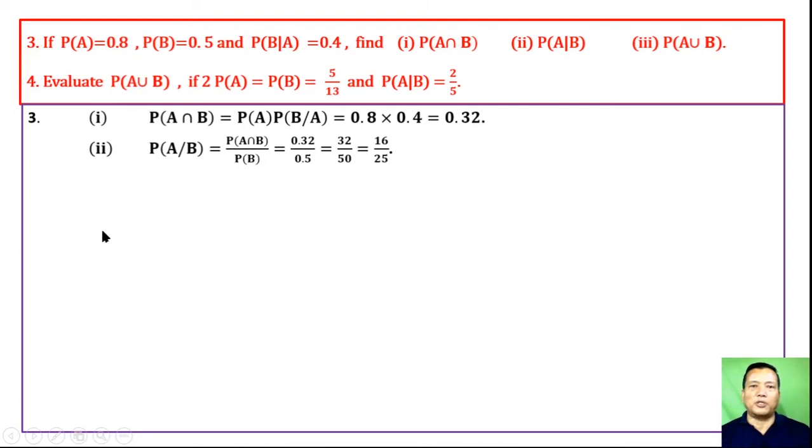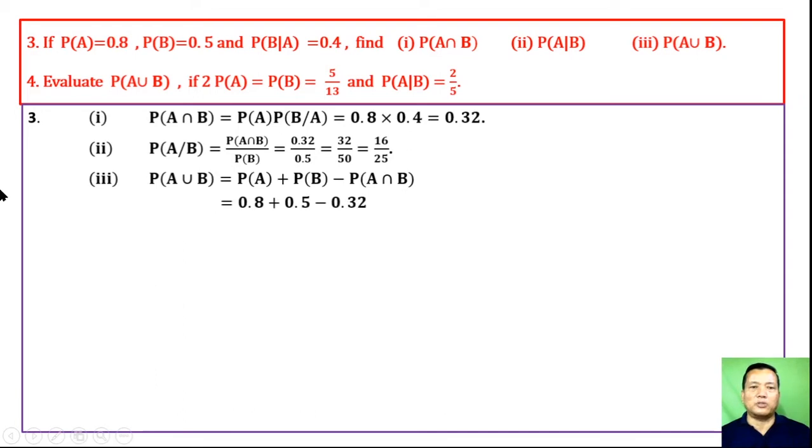For part 3, P of A union B is equal to P of A plus P of B minus P of A intersection B. Their values are 0.8 plus 0.5 minus 0.32. Solving, we get 1.3 minus 0.32. We get 0.98.